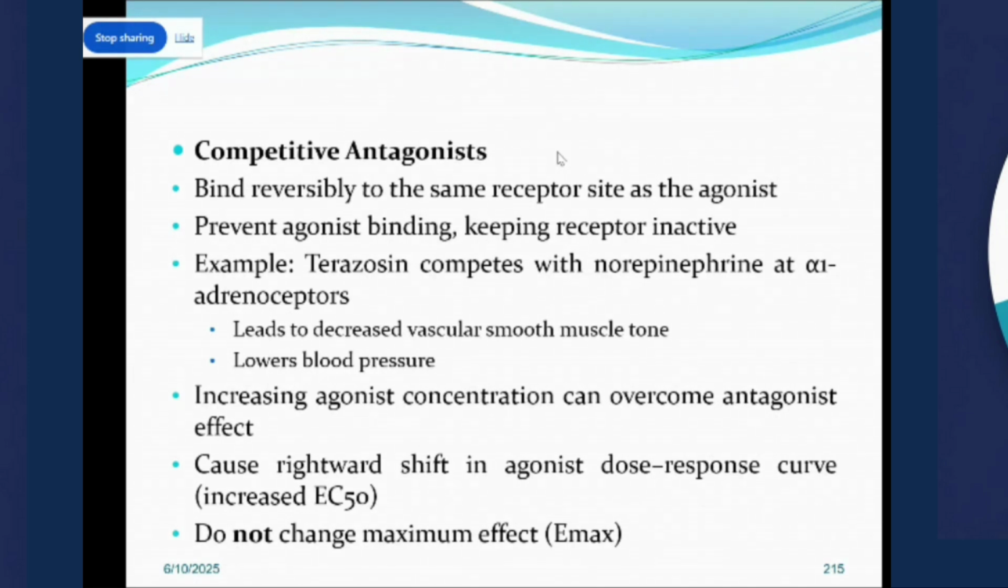Is all right. So what we are saying about competitive antagonists, that is the one you say someone is sitting in your seat.